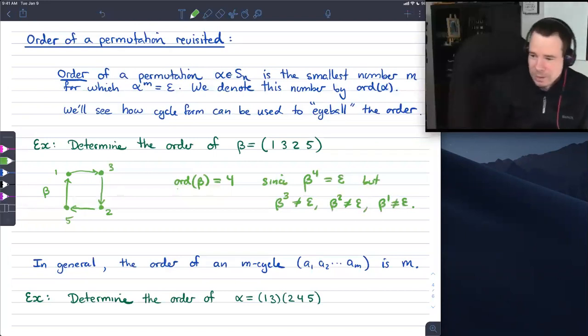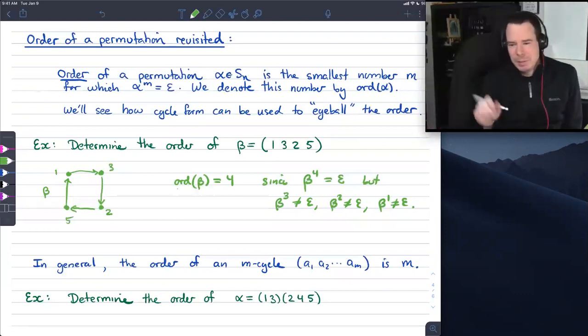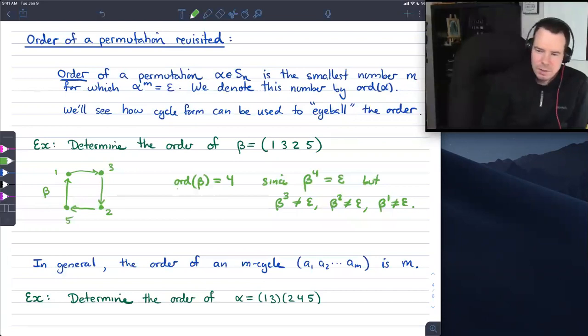Okay, so why did I write this out in this long way? I just want to emphasize what the order is: it's the smallest positive integer which will turn that permutation into the identity. And here, beta, beta squared, and beta cubed don't turn out to be the identity, because one application of beta takes 1 to 3, 2 applications of beta take 1 to 2, 3 applications of beta take 1 to 5, and it's not till the fourth application that 1 goes back to 1. You don't have to write that out every time. I'm just trying to emphasize that this is the idea behind the order. It's the smallest one that turns it into the identity.